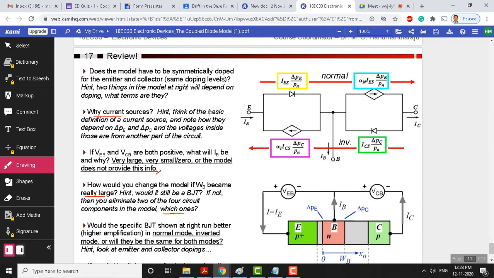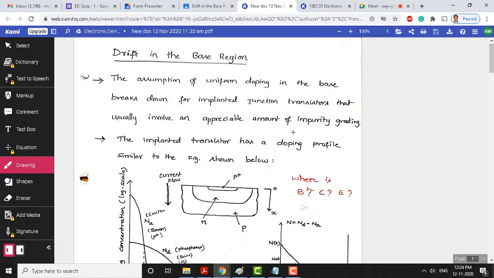Do you have any specific questions? Otherwise, we will move on to today's topic, which is drift in the base region.